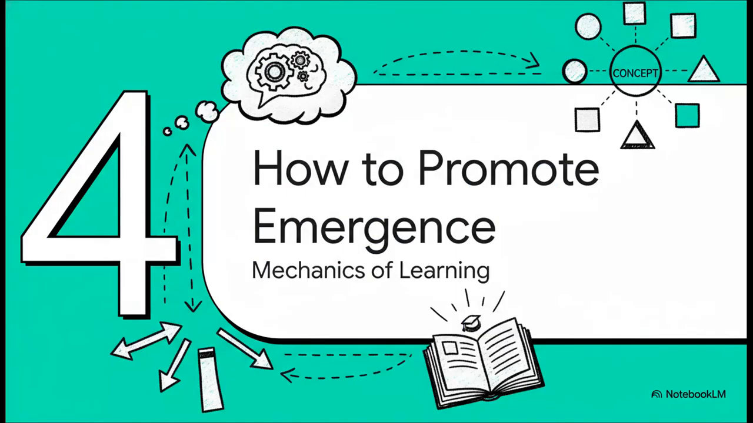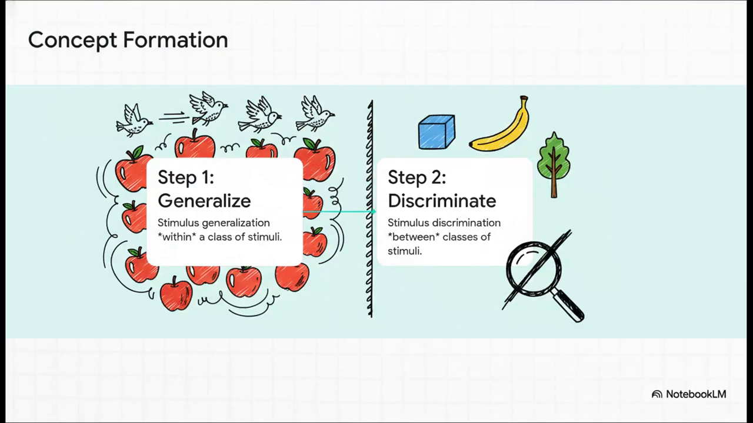Okay, so this sounds amazing, right? But how? How do we actually do it? This isn't just about hoping for the best. There are specific, evidence-based things we can do to make this kind of emergent learning way more likely. And one of the most fundamental strategies is teaching concepts. The whole foundation of teaching a concept rests on 2 crucial processes.